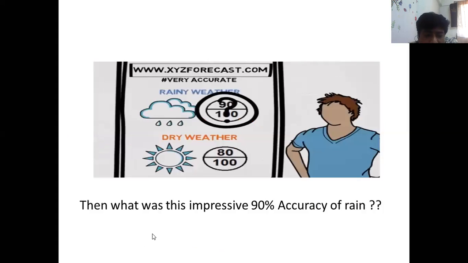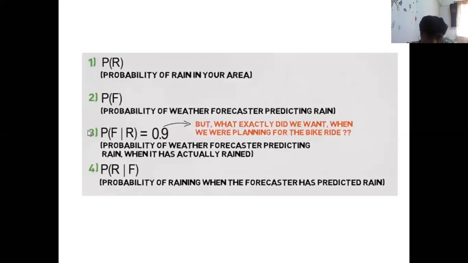So what was this impressive 90% accuracy of rain? That we'll see. P of F by R will be 0.9, the probability of the weather forecaster predicting rain when it has actual rain. What exactly did we want when we were planning for the bike riding? We need to find out the answer, but the answer given by the forecaster is this one, that is 0.9.